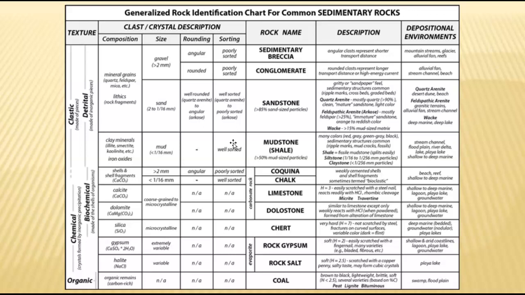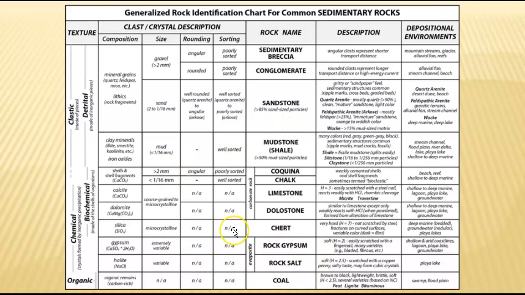And so remember from the lecture, then we take those pieces, we bury them, we compact them, and as water moves through the little open spaces between the pieces, we can cement them together, and voila, we get a clastic sedimentary rock. So the story with these is we evaluate the size and shape of the pieces to help us name what we have for a sedimentary rock.